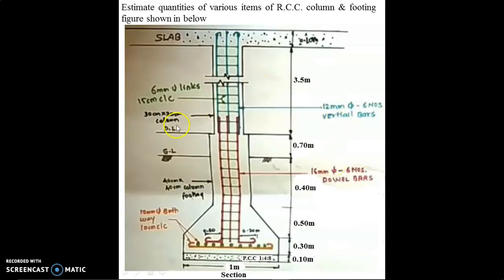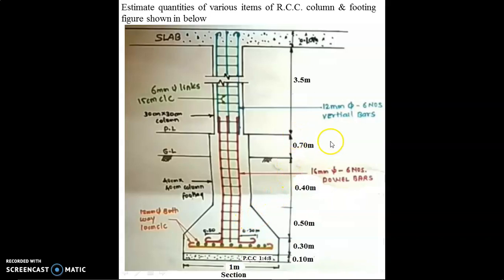So this is the figure, and for that we have to find the quantities. This is the RCC column and this one is the footing. We have given different dimensions for column and footing. Here the footing is trapezoidal type, means the shape of the footing is trapezoidal. So we have to find the quantities of reinforcement, excavation, concrete, filling, etc.